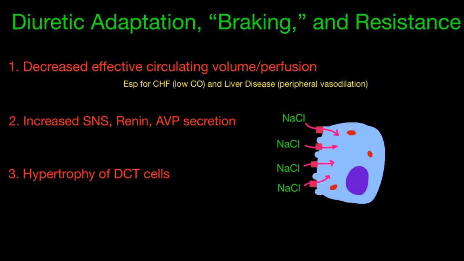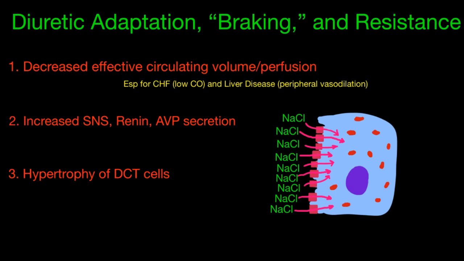And if we do this chronically, and if sympathetic nervous system activity is increased and renin is up and the body's sensing low perfusion, well then the distal convoluted tubule becomes more important in regards to sodium retention. And so we actually see hypertrophy of these distal convoluted tubular cells. So look at what happened. The distal convoluted tubular cells have increased in size.